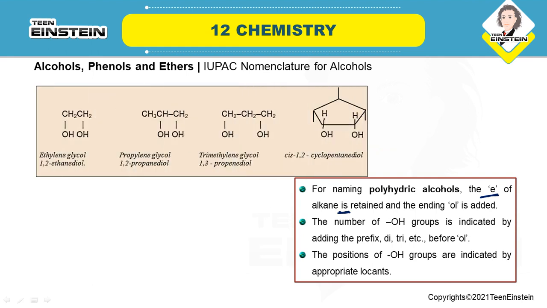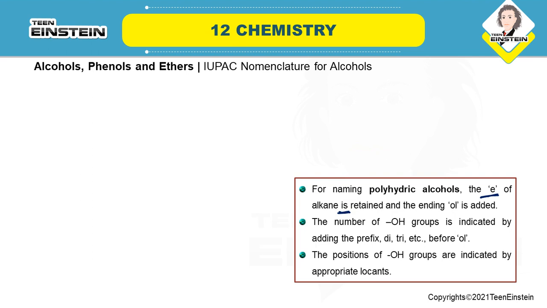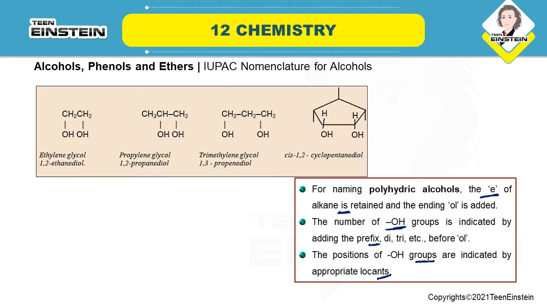Now as it is polyhydric, more than one OH group will be there. So the number of OH groups will be indicated by the addition of a prefix such as di, tri, etc. before ol. So if it is 2, it is diol, if it is 3, it is triol, like this. The positions of the OH groups are indicated by the appropriate locant. Now look at the examples.